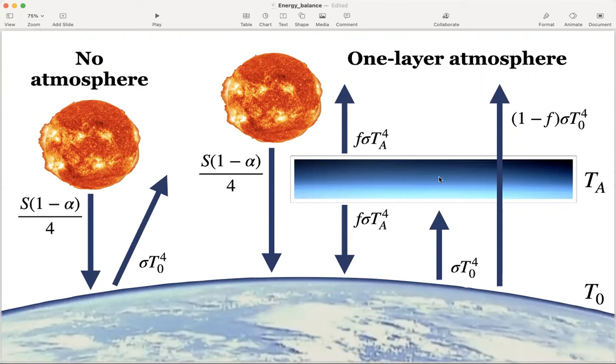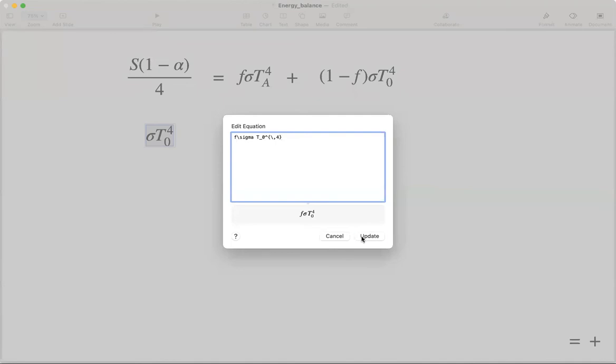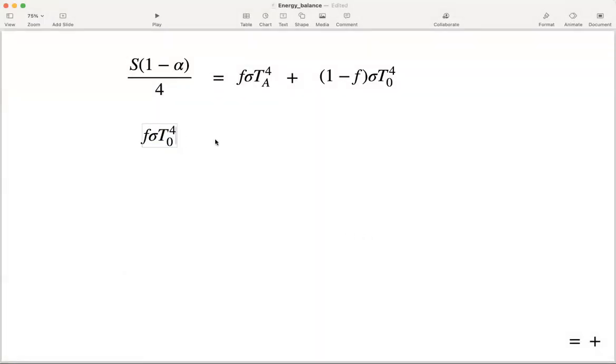So what is the total energy coming into the atmosphere? Well, it's the amount being emitted by the Earth times F, right? Because F is the fraction of the energy coming from the Earth that is absorbed by the atmosphere. So total emitted by the Earth, which is just this Stefan Boltzmann, right, for the Earth's surface temperature, but times F, because F is the proportion of this absorbed by the atmosphere. So this is the total into the atmosphere.